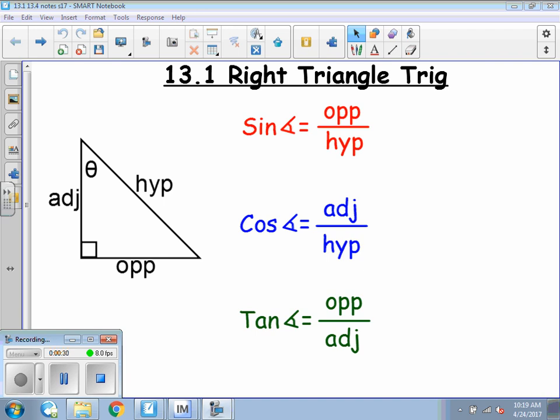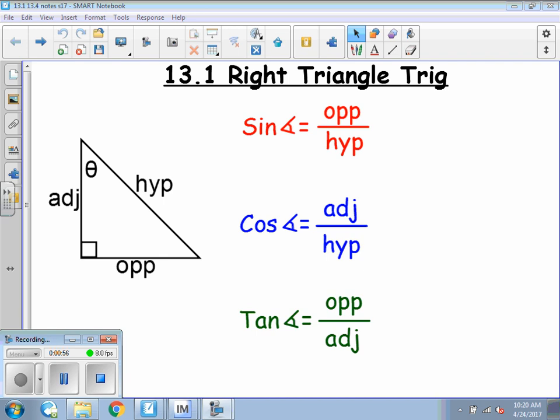Okay? You have to memorize. Now, you may have learned SOHCAHTOA. I never learned it that way. I just learned sine is opposite over hypotenuse, cosine is adjacent over hypotenuse, and tangent is opposite over adjacent. Okay? You have to memorize that. Number two, you have to be able to know what is opposite and what is adjacent.